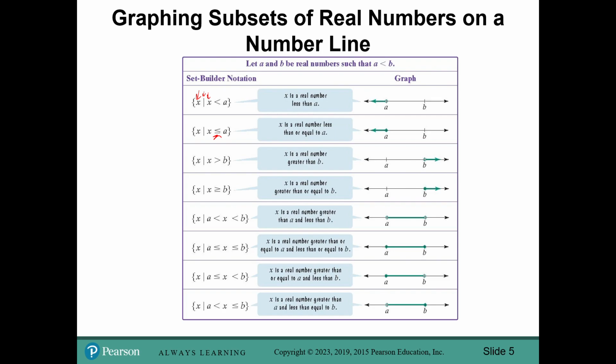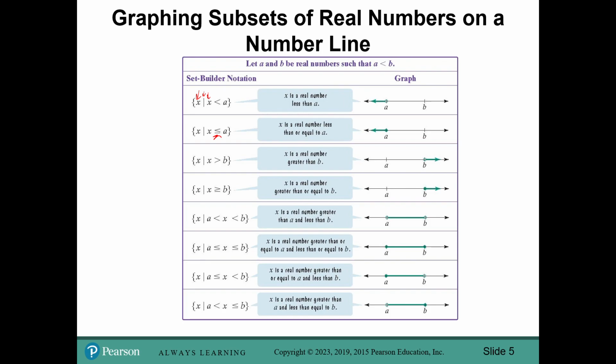Here I have x such that x is greater than b. So x is a real number greater than b. I locate b on my number line. It is right here. And I do an open circle on it because it's not equal to it. And then I draw my arrow out to the right hand side because x is bigger than that b.